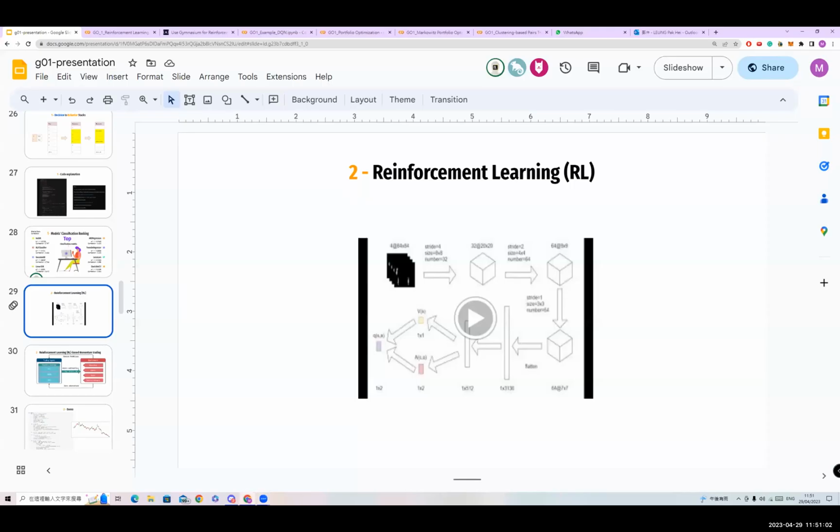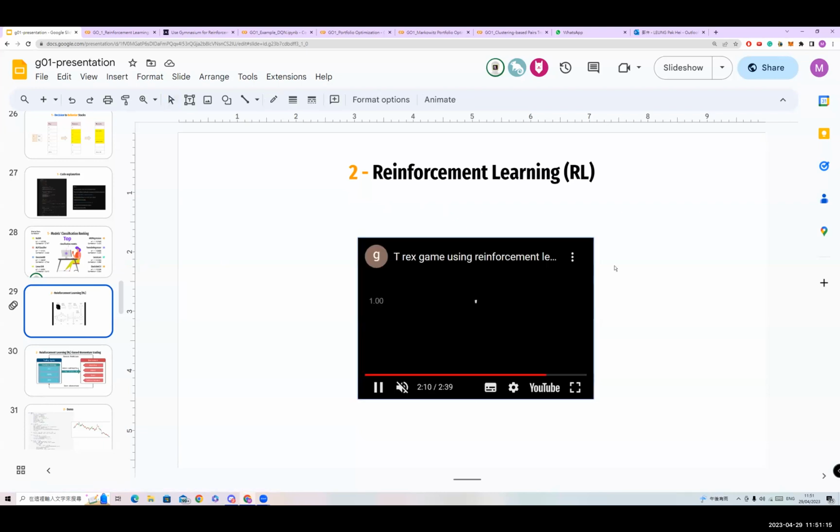Okay, thank you, Victor. So I will now share the screen. Okay, so there are actually three other machine learning models we use in this project. The first one is reinforcement learning. So what is reinforcement learning?